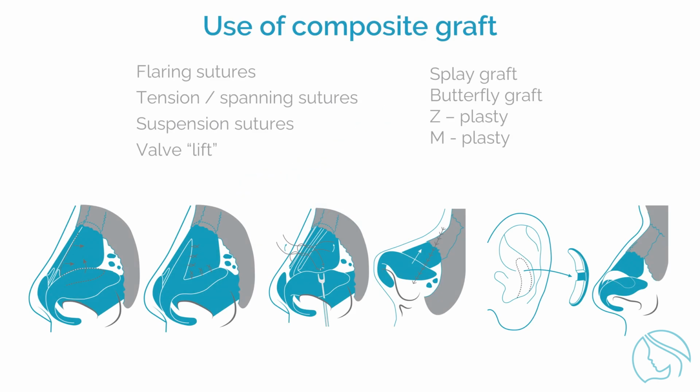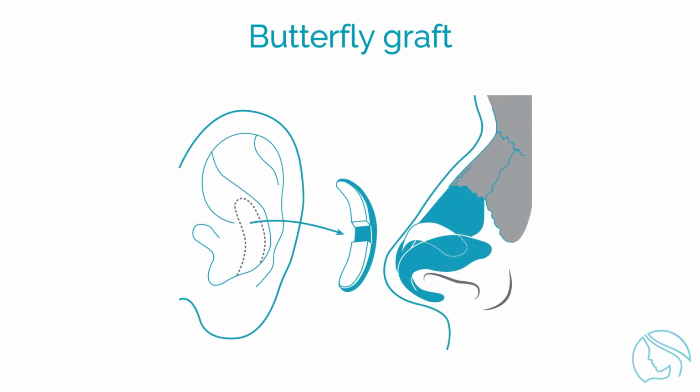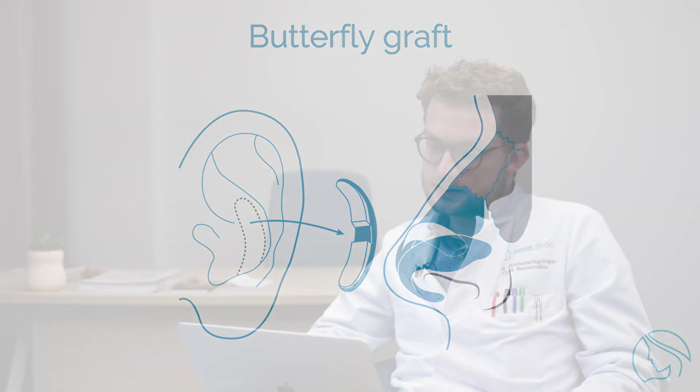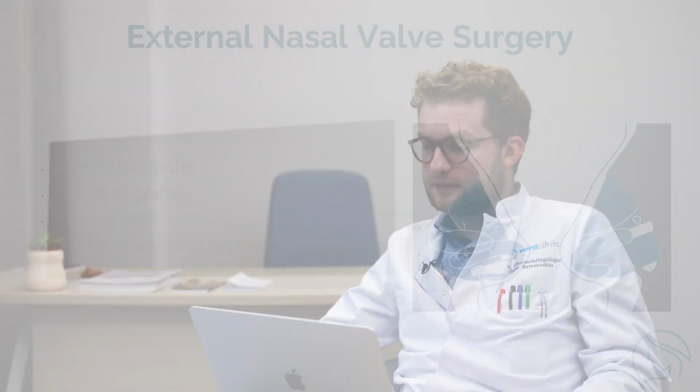And in the last picture, you can see a composite graft, which is inserted as a type of so-called butterfly graft. It goes on the caudal end of the upper lateral cartilages and under the cephalad part of the lower lateral cartilages. In that way, it also lifts the lower lats and expands the internal nasal valve.